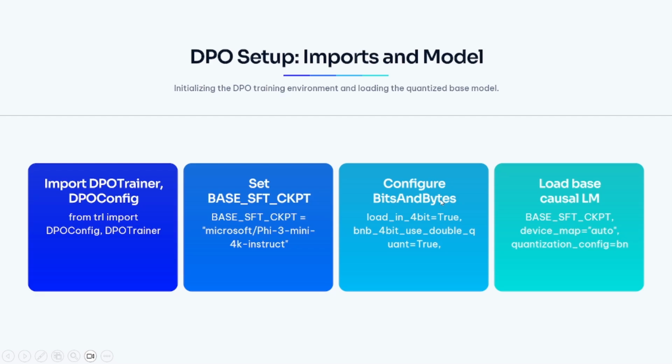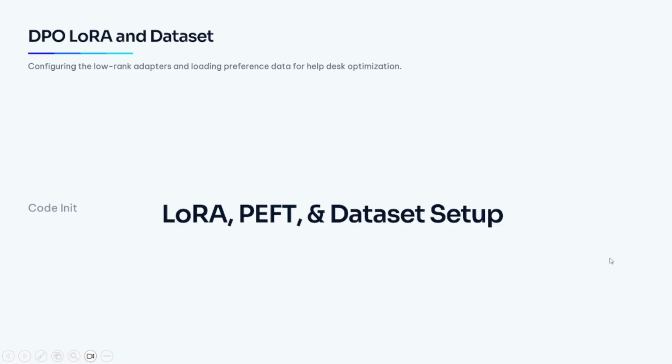Then configure BitsAndBytes with this function. Set load in 4 bit to true, and then set double quant 4 bit to true. Then you load the base causal LLM, base SFT checkpoint, device map set to auto, quantization config set to BNB.